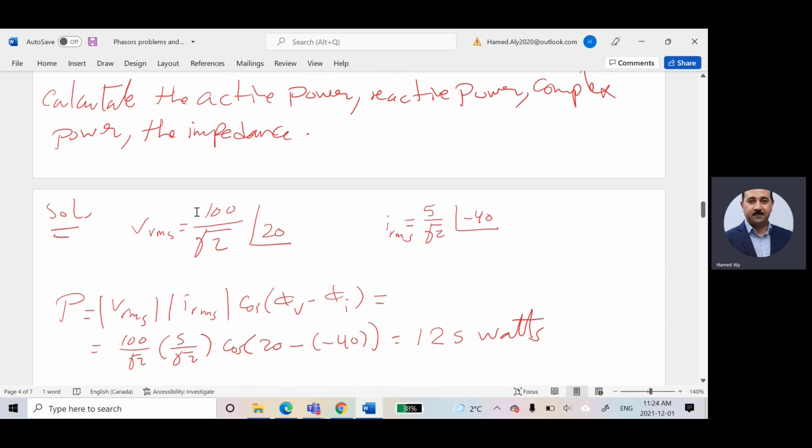So what is V? V is this guy, 100 over root 2. What is I? I is 5 over root 2. Multiplied by cosine of the angle of the voltage, which is 20, minus the angle of the current, which is minus 40. This will give me angle 60. So I will multiply this by this times cosine 60, it is 125.